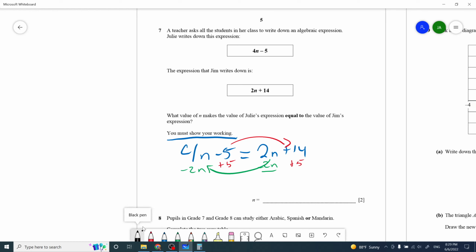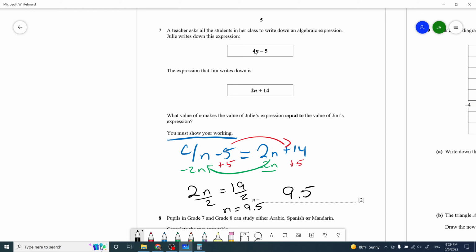So here we've got 4n minus 2n is going to give us 2n. 14 plus 5 is going to give us 19. So 2n equals 19. If we divide by 2, n is going to give us 9.5.